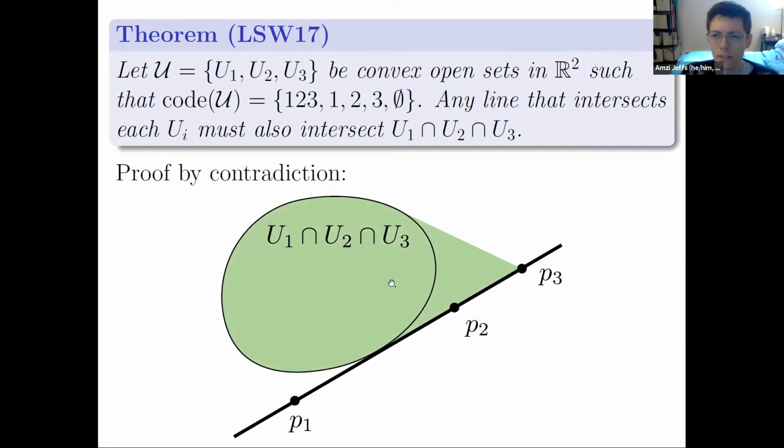And now let's look at this green region. So P3 is in U3, as is this entire blob. So this convex hull here must be as well. All this green stuff is in U3. Same trick with P2 and U2.